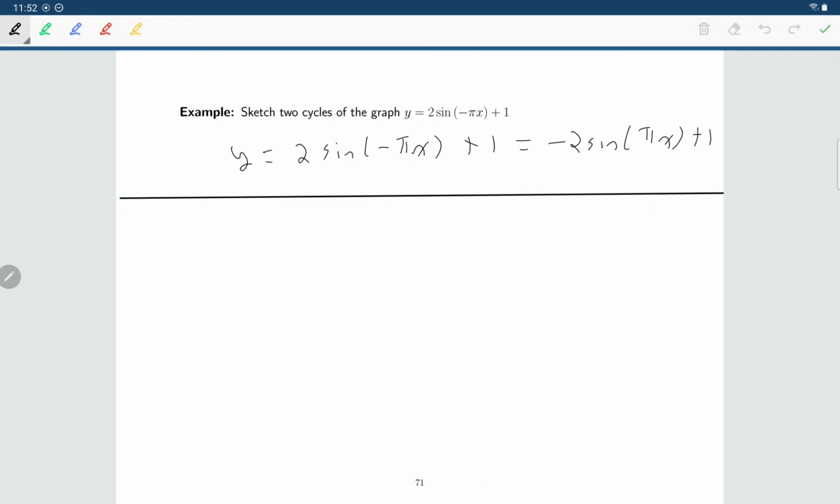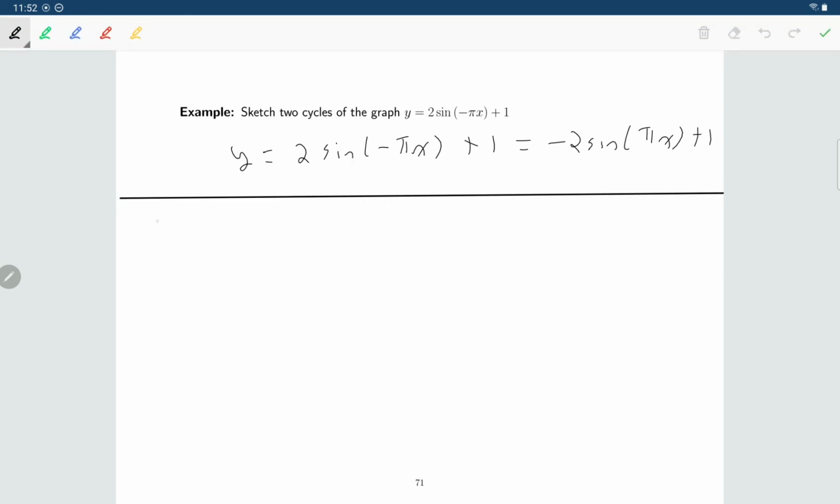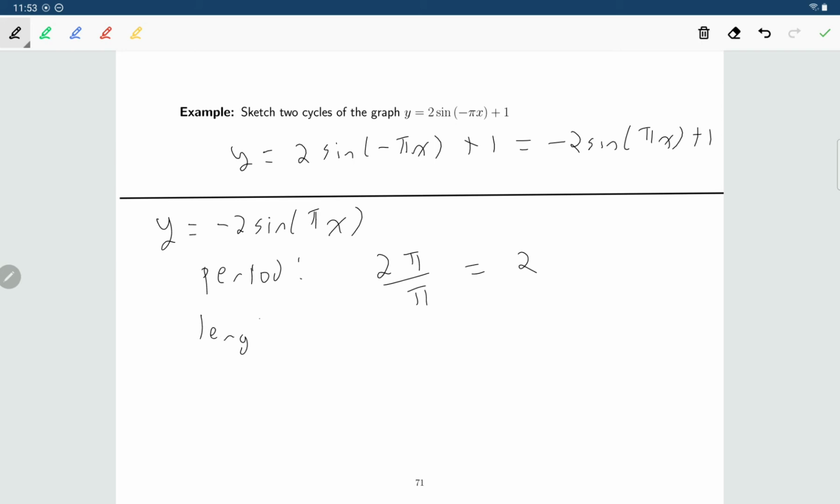But before I get there, I'm going to first start out by looking at the function without the vertical shift. So I'm just going to look at y equals negative 2 sine of pi x. And I'm going to find out what the period is for that. That should be 2 pi divided by pi, which turns out to be 2. And you can find out next that the length of your subintervals should be a quarter of that, taking that period and dividing it into 4 equal-sized pieces. So our subintervals go up by a half.